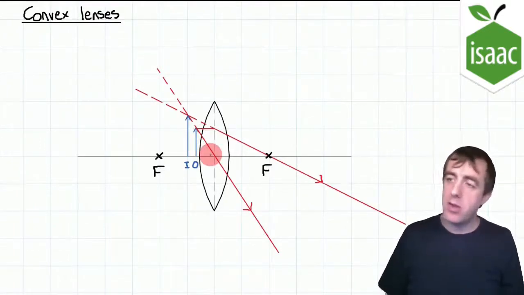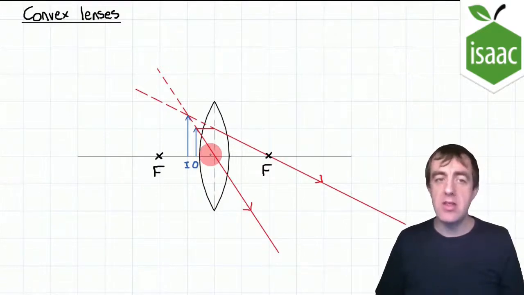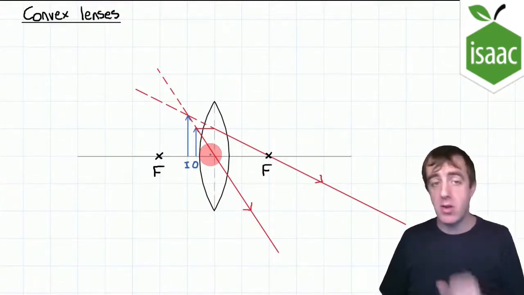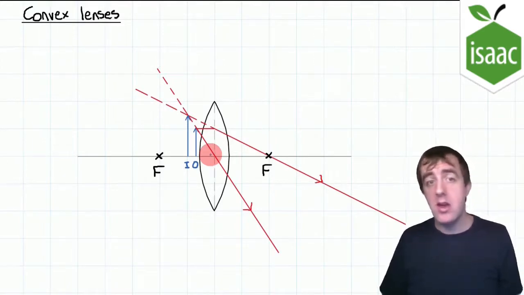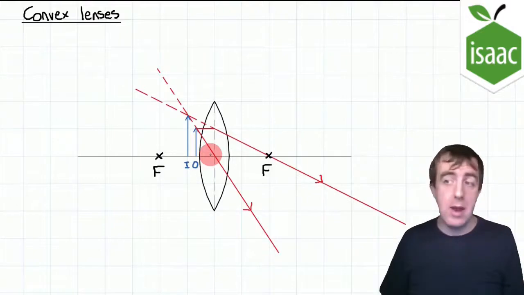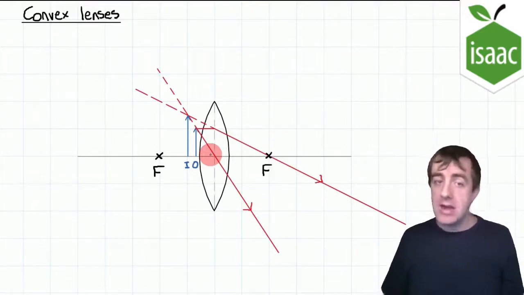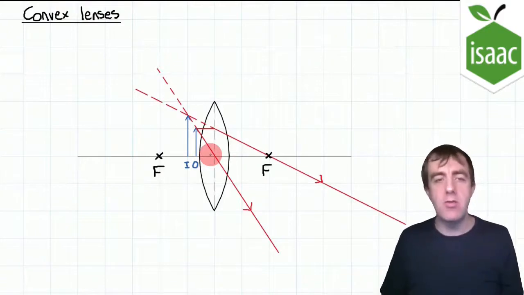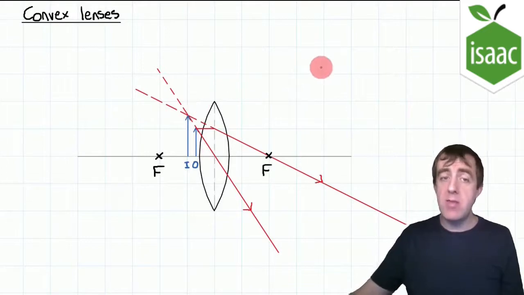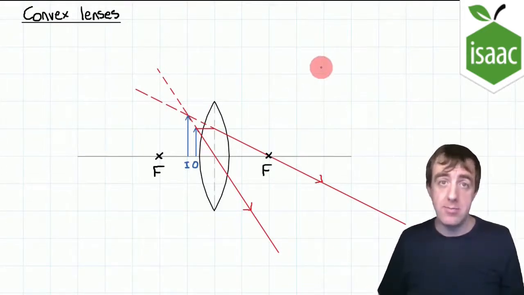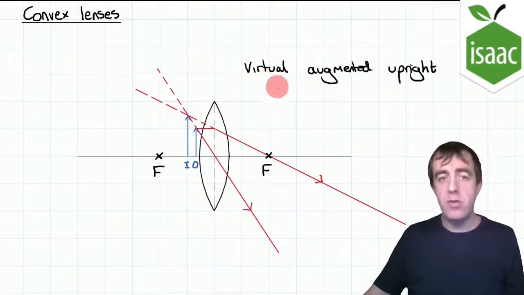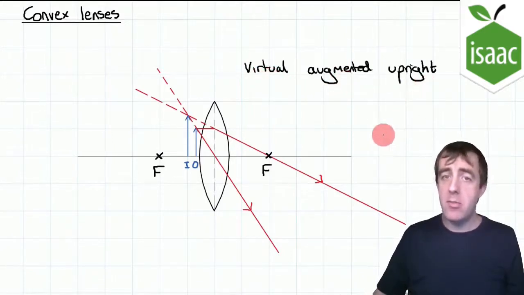And we can use the same equation as last time, where we can say the image size divided by the object size is the magnification. Although technically, because the image and the object are the same way up, this would actually be negative magnification. But without going into the thin lens equation, we don't really need to know why that is at the moment. Now, the word we use to describe an image that's the same way up as the object is either upright or erect. So this image is virtual, augmented, and upright.